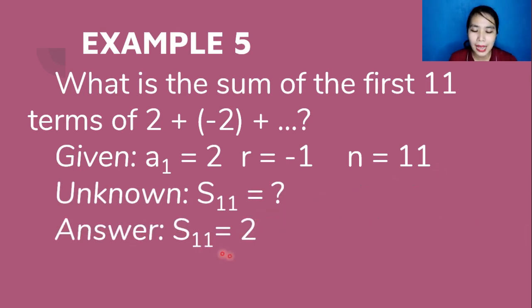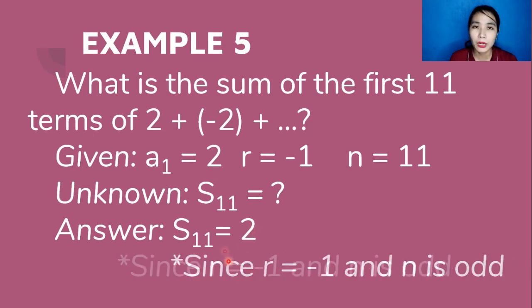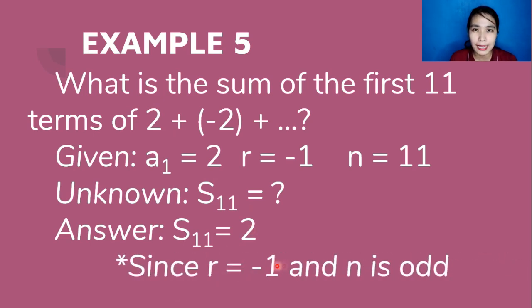So we always have s of 11 equal to the a sub 1. In this case, s of 11 is equal to the first term, which is 2. Remember, our r here is negative 1 and our n is an odd number. That's why the sum of the first 11 terms of this sequence will be positive 2.